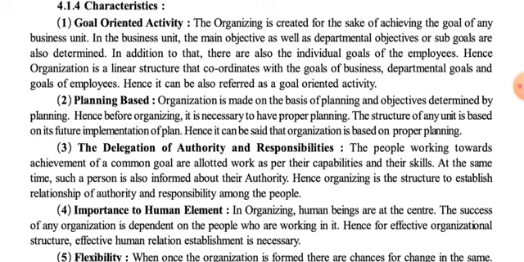Now the third point is the delegation of authority and responsibilities. This is the same point as we discussed in Henry Fayol's 14 principles, and it is the second principle given by Henry Fayol. The people working towards achievement of a common goal are allotted work as per their capabilities and their skills. At the same time, such a person is also informed about their authority. Hence, organizing is the structure to establish relationship of authority and responsibility among the people.